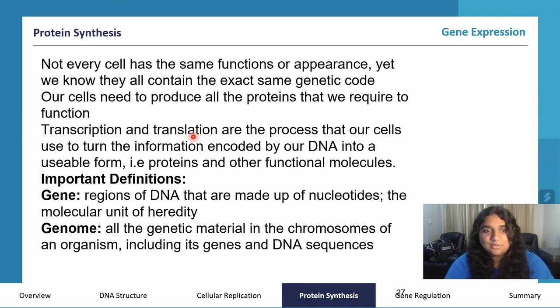Underneath the QCEE syllabus, we've got two important definitions that you need to know. I've copied these two directly from the QCEE glossary. A gene is a region of DNA made up of nucleotides. It is known as the molecular unit of heredity. And a genome is all of the genetic material in the chromosomes of an organism, including its genes and DNA sequences. These two I strongly recommend you memorize, along with any of the other definitions in the syllabus. They can come up as either short answer questions or multiple choice questions, I have seen.